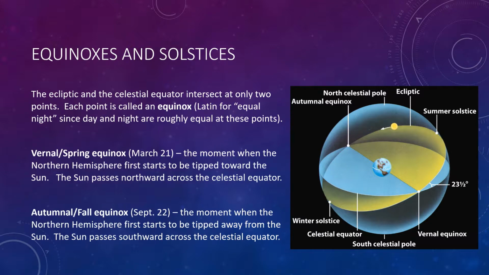Now, on the other side, on about September 22nd, the sun moves southward, so here's the sun moving southward across the celestial equator at the autumnal equinox, marking the moment when fall begins in the northern hemisphere. Equinoxes occur on the two days of the year on which the sun rises precisely due east and sets precisely due west.